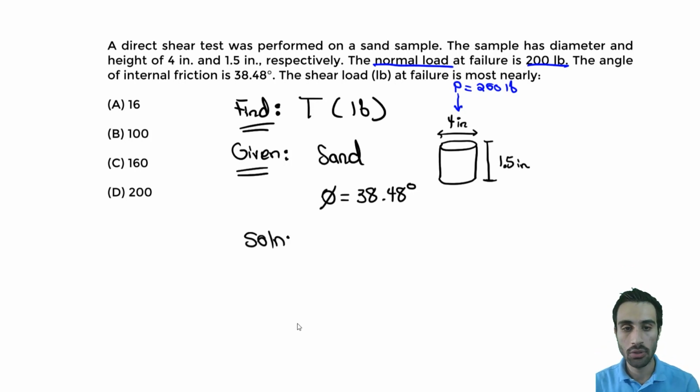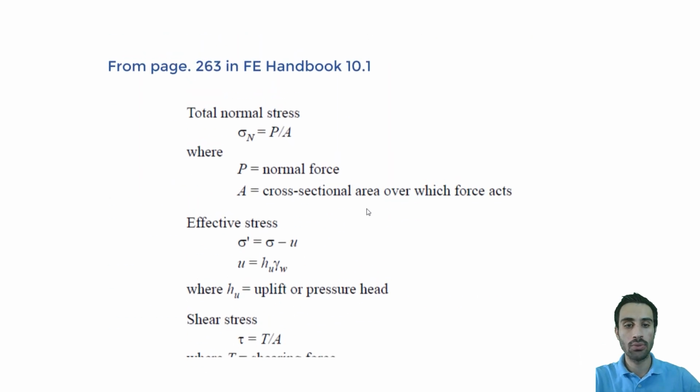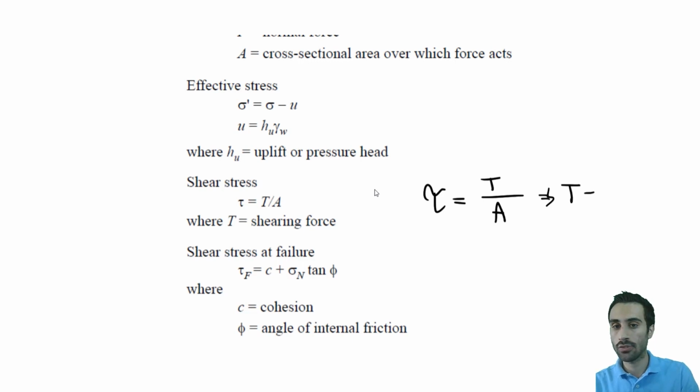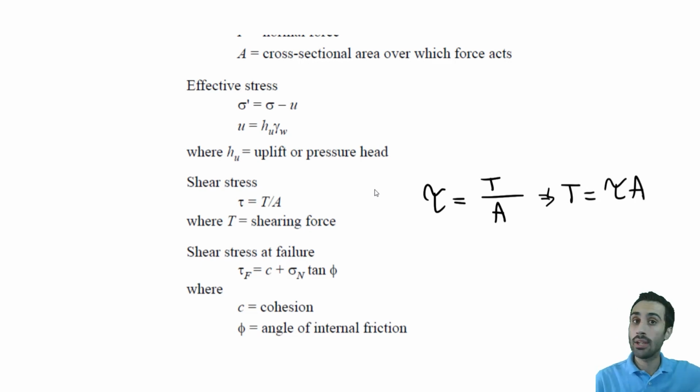So for the solution, we know the end goal again is to find the T, the shear force or the shear load at failure. So let's go into our equations. How would we do that? We have an equation for shear stress. Shear stress is the shear force over the area. So we want to find T, and we can rearrange this. T, the shear force, is going to be the shear stress times the area. That's the equation we're going to apply at the very end. That's how we get the shear force, the shear load. Then this tau is the shear stress at failure, when the soil fails.